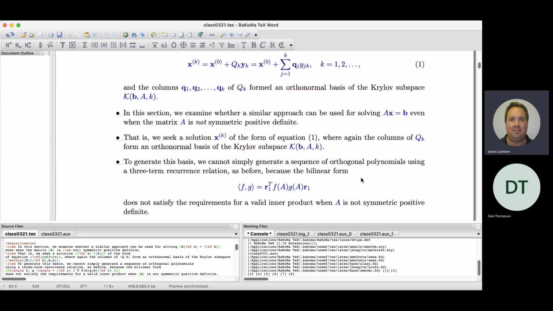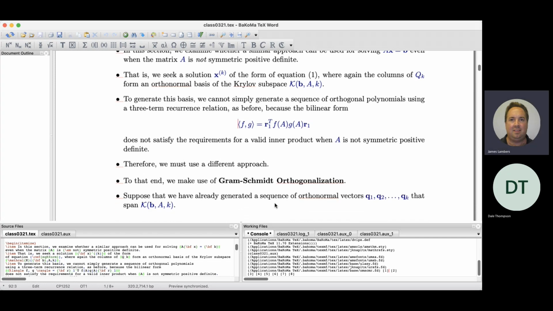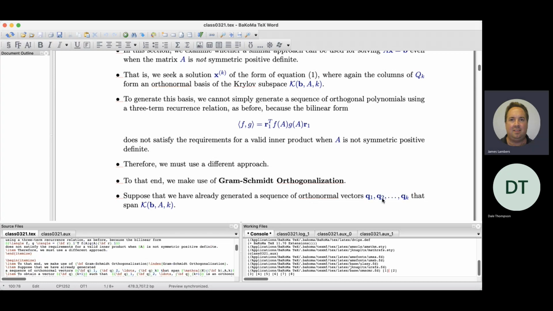But we're not out of luck. We already are aware of an orthogonalization process that we've used before, and that is Gram-Schmidt orthogonalization. We previously saw Gram-Schmidt as a way of computing the QR factorization of a matrix. So you're given a set of non-orthogonal vectors, the columns of A, and this process would orthogonalize them. So we can use that here. To explain how it works, think in terms of an inductive argument. Suppose we've generated a sequence of orthonormal vectors up to this point, q1, q2 up to qk. Then all I would need to do is describe how we would compute qk plus 1 from these.